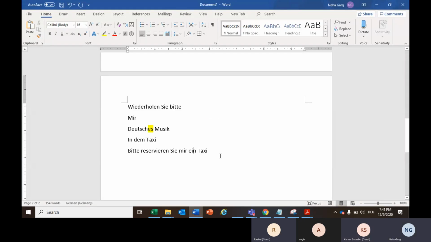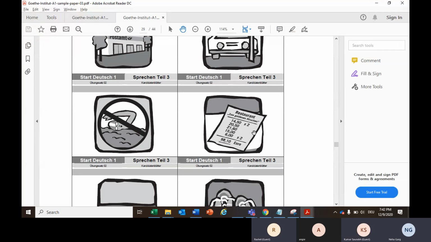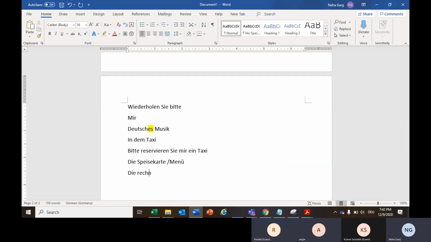Now here. So this is basically the order menu. Saurabh, can you please mute yourself? This is basically, no, this is bill, this is not menu, this is bill. The bill, right? Here is meine Zahlung, bitte. Angie, here is meine Zahlung, bitte. Rechnung. Die Rechnung. Die Rechnung, bitte.